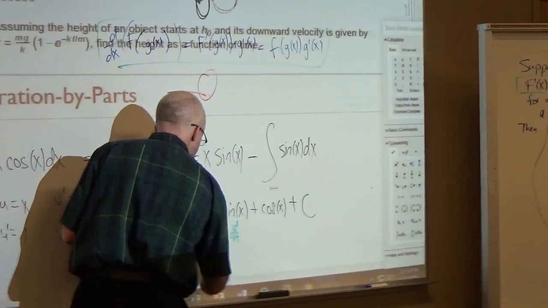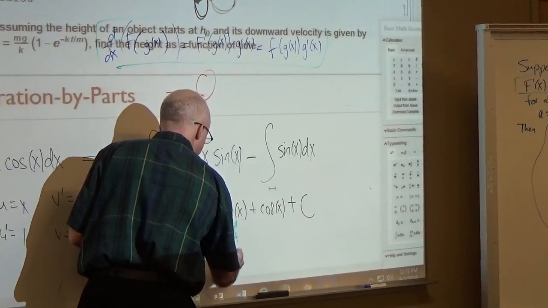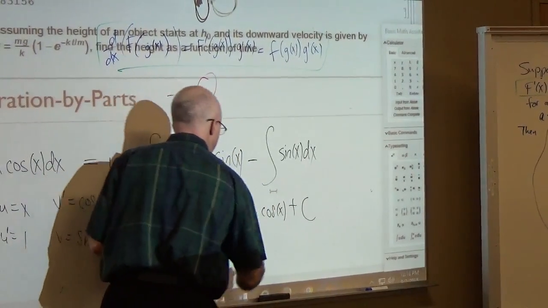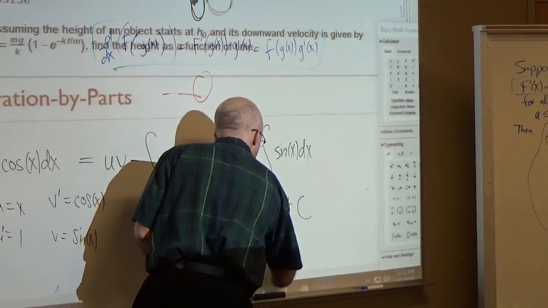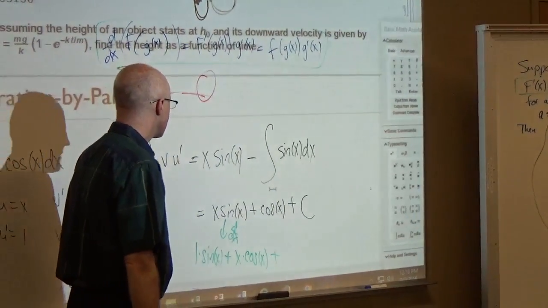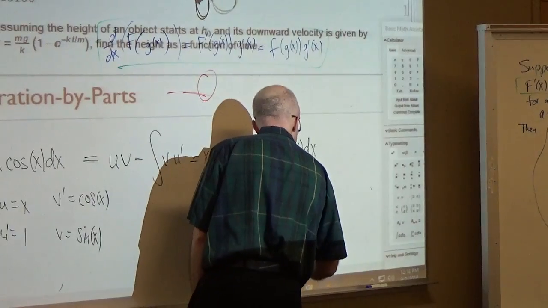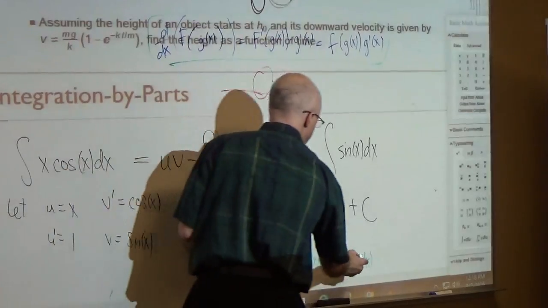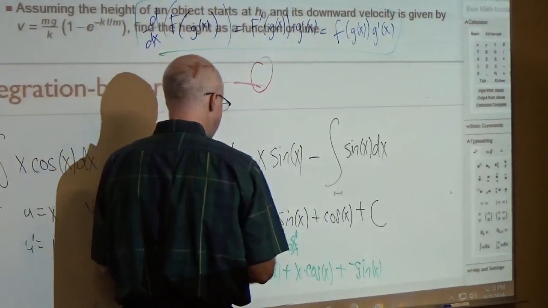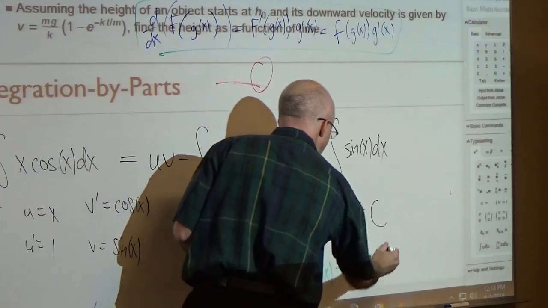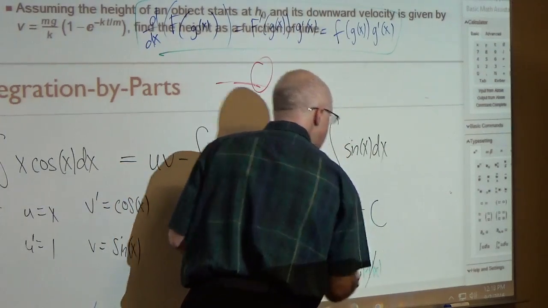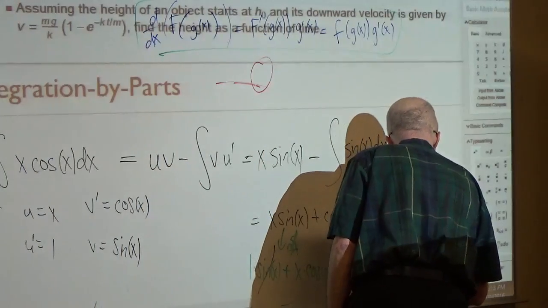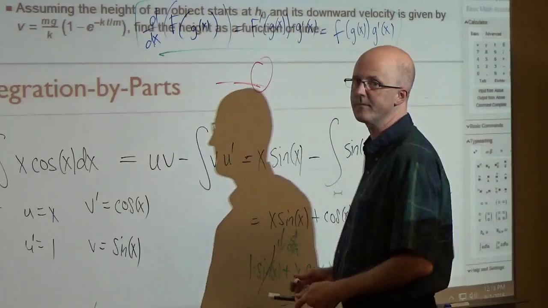Take the derivative of x sine x by first taking the derivative of x and multiplying it times sine x, plus x times the derivative of sine x, which is cosine x. For that second part, you don't need the product rule. The derivative of cosine is negative sine. The derivative of c is 0. Don't need to worry about that. The sine of x and the negative sine of x cancel, leaving you with the original integrand x cosine x. It worked.